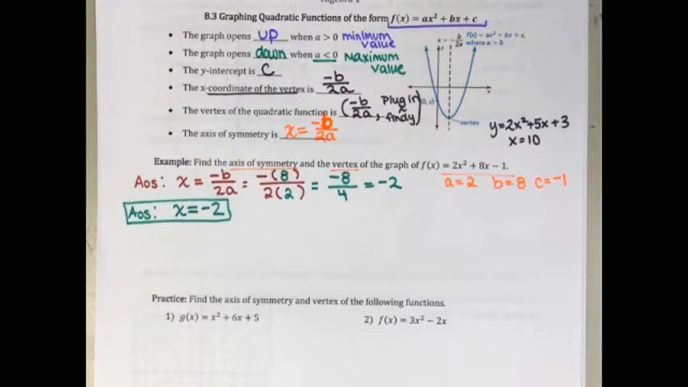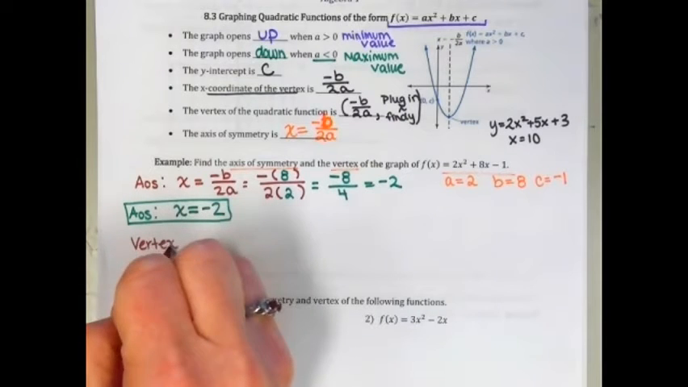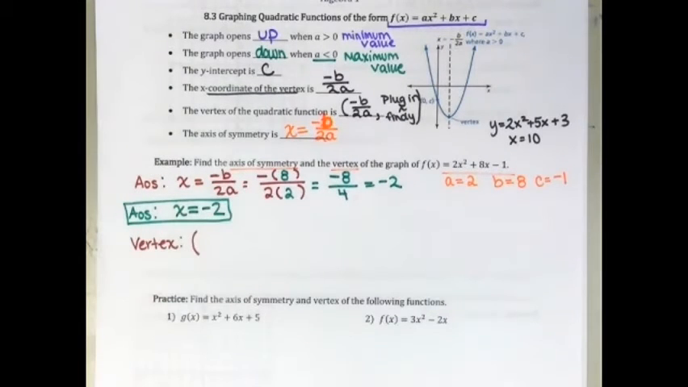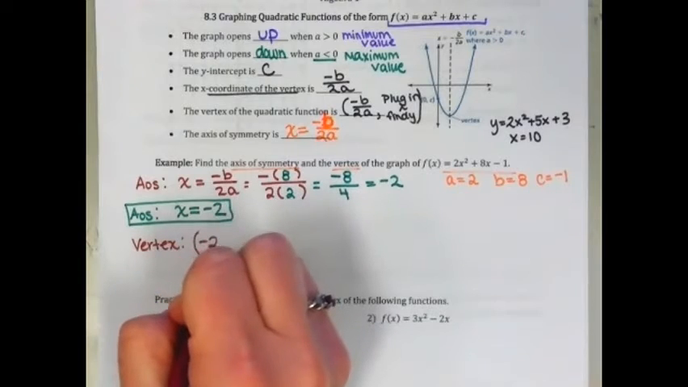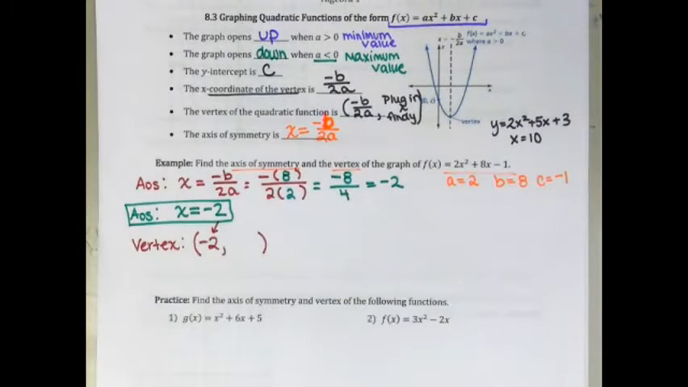Now, my vertex. Guys, you already know the x-coordinate of my vertex because doesn't the axis of symmetry go through my vertex? So what is the x-coordinate of my vertex? -2. The x-coordinate, because it says x equals -2, that's your x-coordinate of your vertex. How do I find my y-coordinate? How do I find my y? We plug it in, right? We plug it in. So what's my equation?